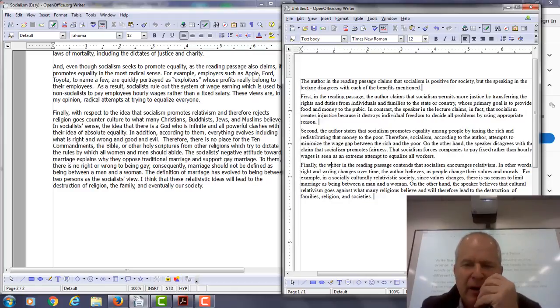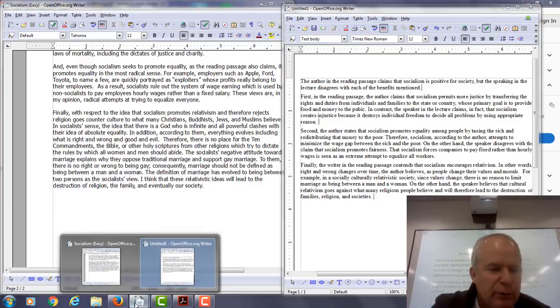Finally, the writing in the reading passage contends that socialism encourages relativism. In other words, right and wrong changes over time, the author believes, as people change their values and morals. For example, in a socially, culturally relativistic society, since values change, there is no reason to limit marriage as being between a man and a woman. On the other hand, the speaker believes that cultural relativism goes against what many religious believe and will therefore lead to the destruction of families, religion, and society. Maybe you said religious people. Okay, we got it. Now the question is, what is your score and why?